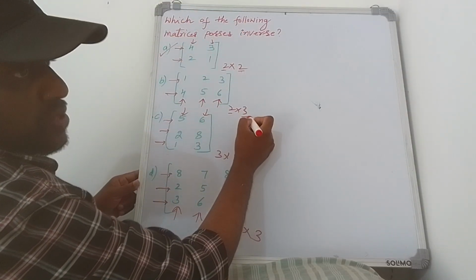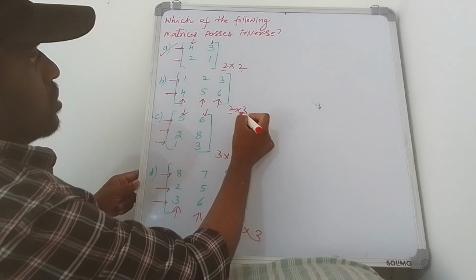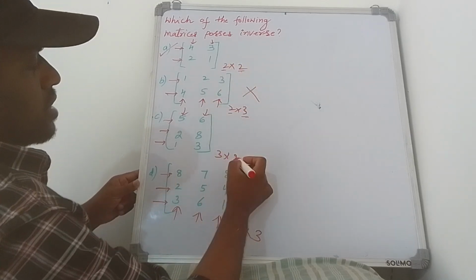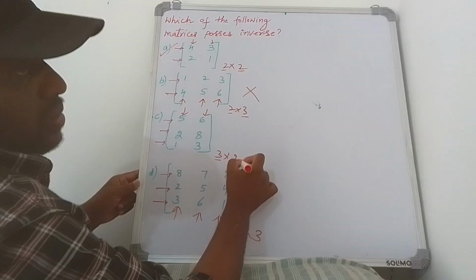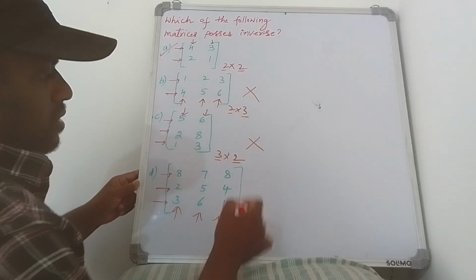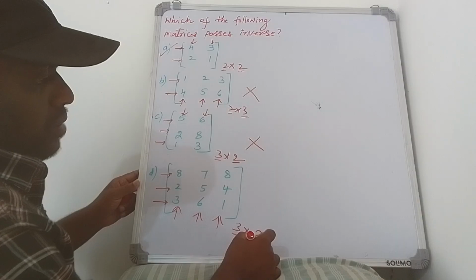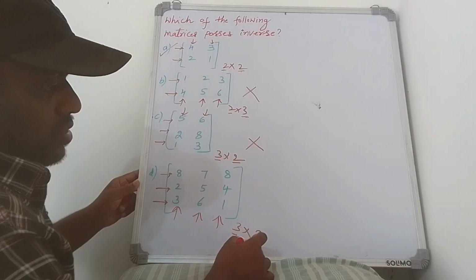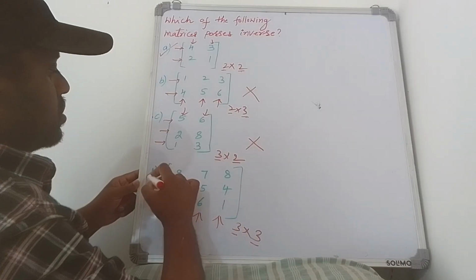Two rows, three columns. Rows not equal to columns. So this cannot be the answer. Next, come here. Three rows, two columns. Rows not equal to columns. So this cannot be the answer. Here, three rows, three columns. Rows equal to columns. This is a square matrix. So this is the answer.